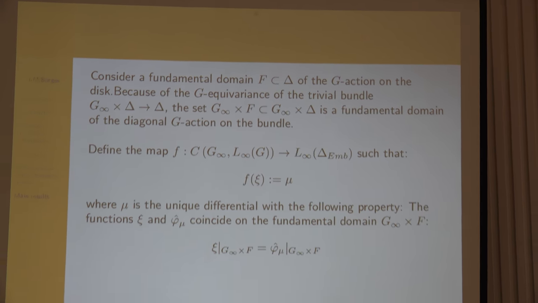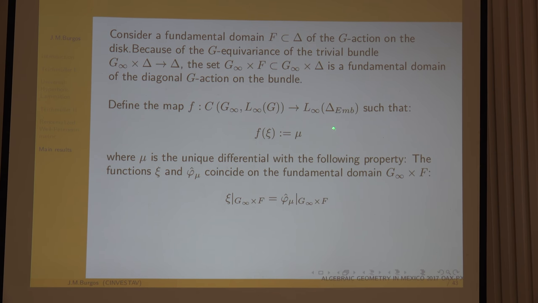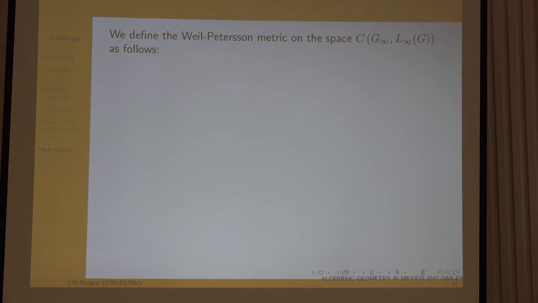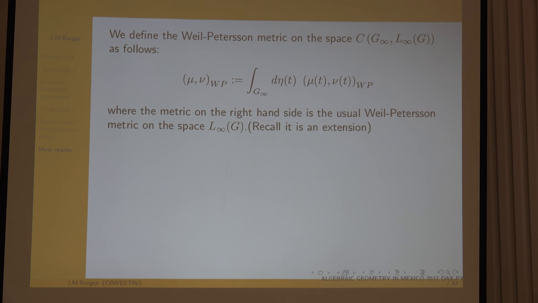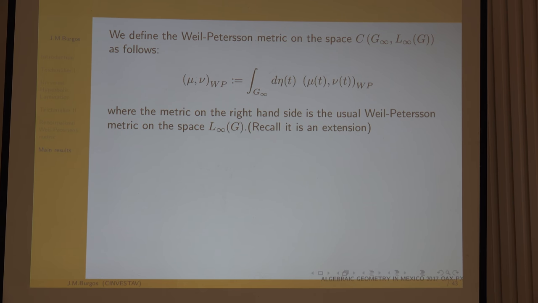And define the following map, a map from the disk continuous functions space into the limit automorphic differential space, such that given a continuous function xi, you will get a limit automorphic differential satisfying this property here, that they coincide in the fundamental domain. We define the Weil-Petersson metric on the continuous function space as usual. Here the measure is the Haar measure, the unique normalized Haar measure on the profinite completion group. The profinite completion is a locally compact group, so it has a Haar measure.